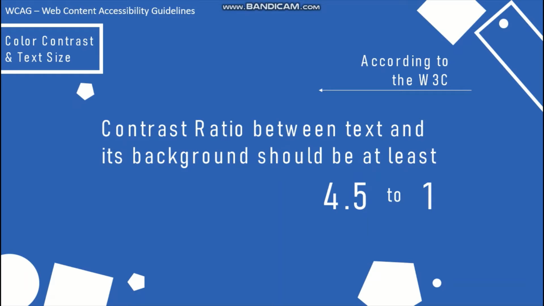According to the W3C, the contrast ratio between text and its background should be at least 4.5 to 1, conformance level AA. The ratios become more forgiving with larger and heavier fonts since they are easier to read at lower contrast. If your type is at least 18 point or 14 point bold, the minimum contrast ratio drops to 3 to 1.